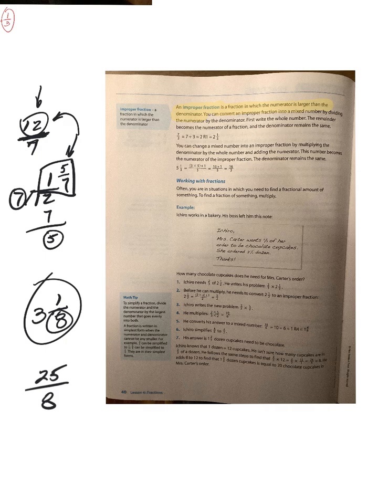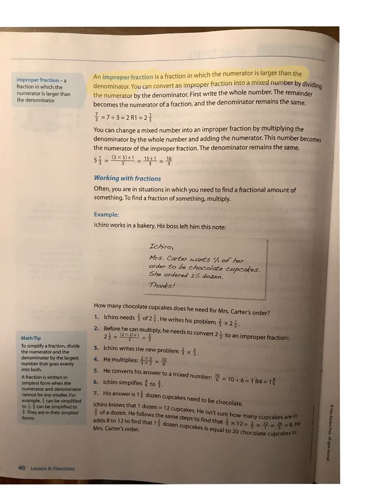All right, so now what we're going to do is we're going to work with fractions. So we are right here. Often you are in situations where you need to find a fractional amount of something. So, whatever this guy's name is, or lady, I don't know. Ikiro works in a bakery. Okay, so it's a boy or a man. His boss left him this note. Ikiro, Mrs. Carter wants 2/3 of her order to be chocolate cupcakes. She ordered 2.5 dozen. Why didn't she just tell him how many stinking cupcakes 2/3 is?